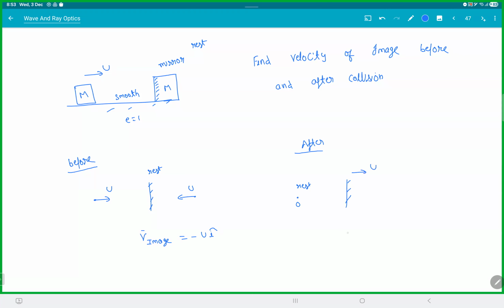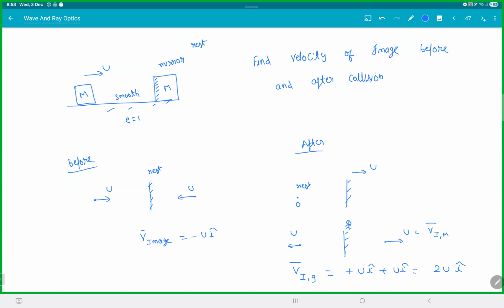So when you go with the mirror, what do you do? You go and stand on the mirror. Then the mirror thinks the object is going with u, so the image is going with u. But remember, this is the velocity of the image with respect to the mirror. So velocity of the image with respect to ground will be velocity of image with respect to mirror, that is plus u i cap, plus u i cap, which is 2u i cap. If the mirror moves, you get double the speed.